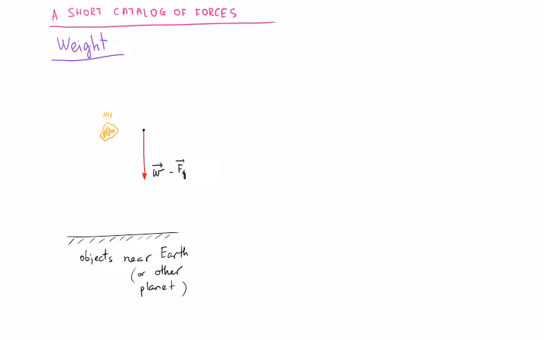Now we will deal only with the weight as a long-range force. Later, when we learn about electricity and magnetism, we will talk about electric and magnetic forces that are also long-range forces. But for now, let's limit ourselves to the weight. The agent for the weight force is the entire Earth pulling on an object. The weight force is in some ways the simplest force we will study.